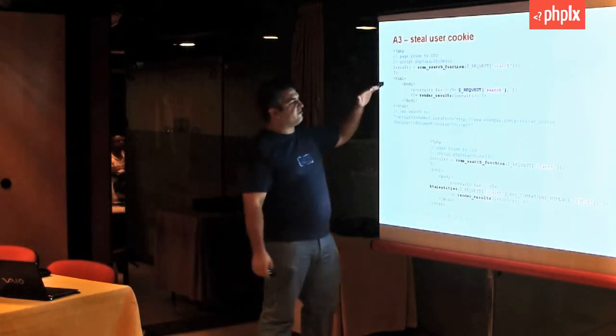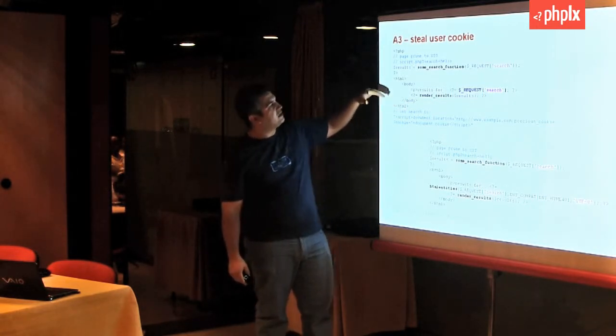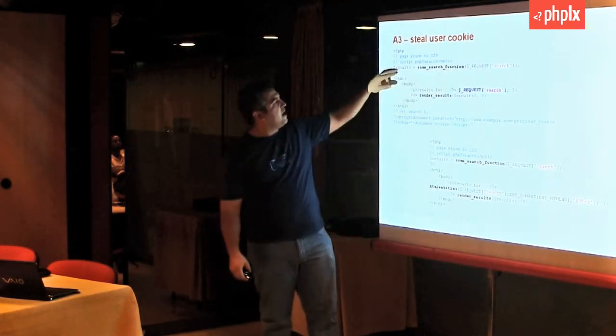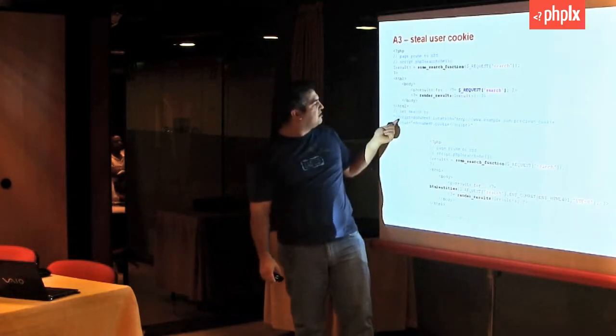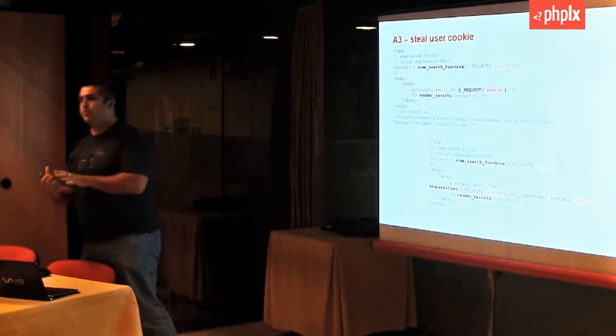An example of a reflected cross-site scripting should be something like this. You've got a search page where you can have a search term, and you do some operation to get all matches, and you print back results for this search, and then you render all your results table. The question is, since you are not escaping this, whatever I send here, namely some JavaScript, will be embedded on the web page.